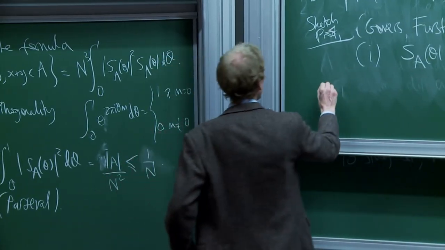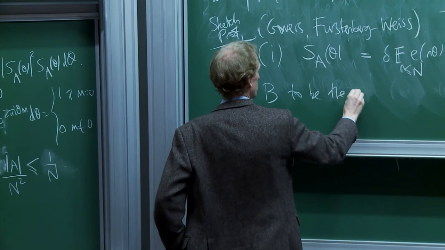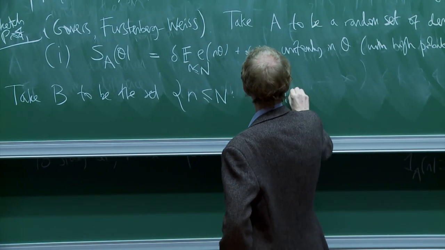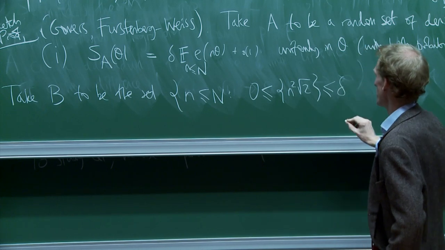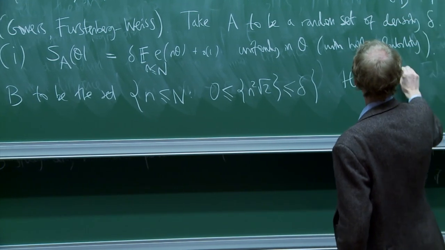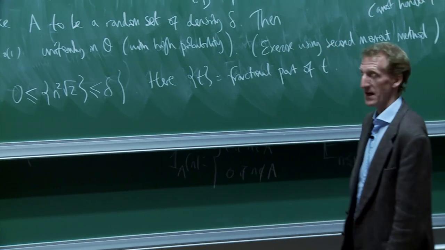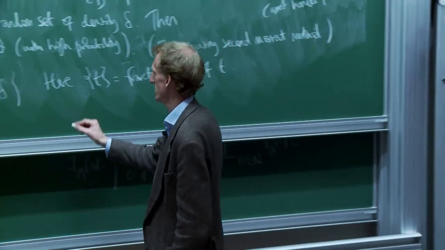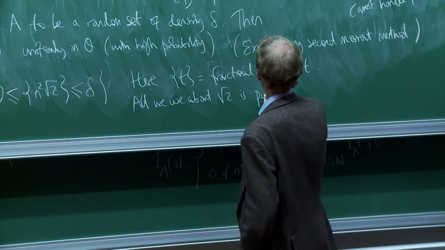And now what's B going to be? B is the set of all n less than or equal to N for which the fractional part of n root 2 lies between 0 and delta. Here that's the fractional part of t. There's nothing really special about square root of 2. You just want to choose something that's not close to a rational. So all we use about root 2 is poor approximation by rationals.